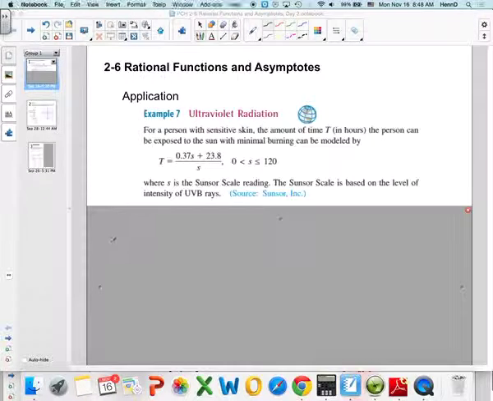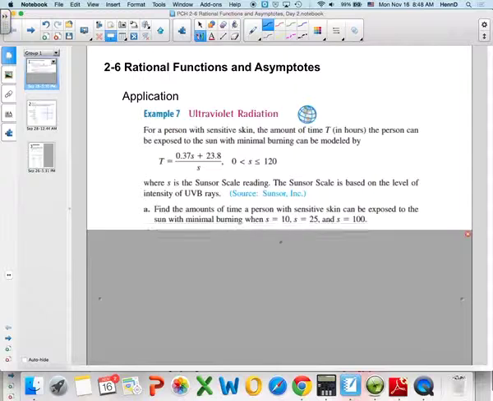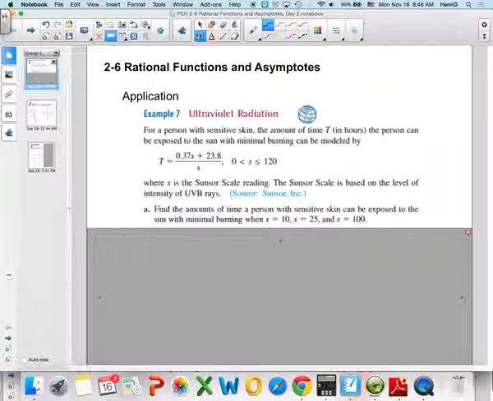So, a couple of questions here. Find the amounts of time a person with sensitive skin can be exposed to the sun with minimal burning when S is 10, 25, and 100. Now before we do this, what are we going to do to solve this part? Plug the S values into the T formula? Yeah, we're just plugging them in, okay?